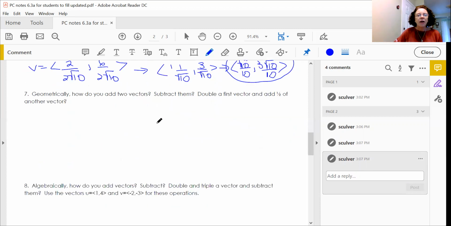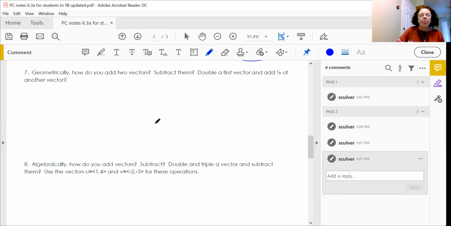Geometrically, how do you add two vectors? How do you subtract them? And how do you double a first vector and add 1/2 of another vector? So we're going to call adding the two vectors A, subtracting them will be B, and we're going to double the first and add 1/2 of the second is C. So let's take a look.